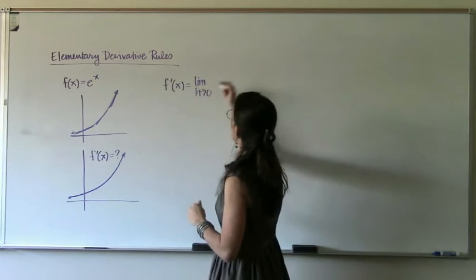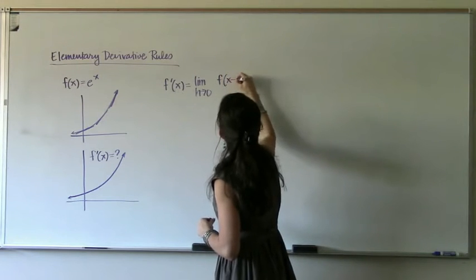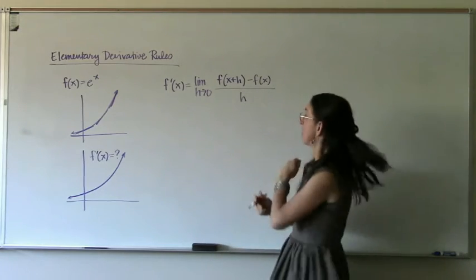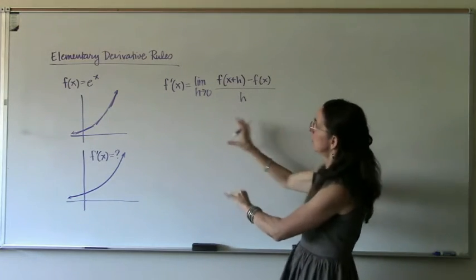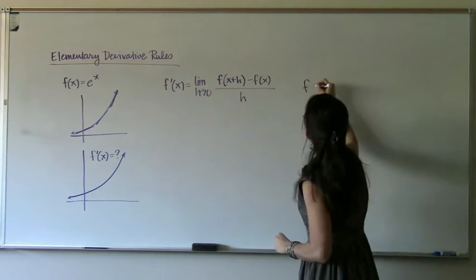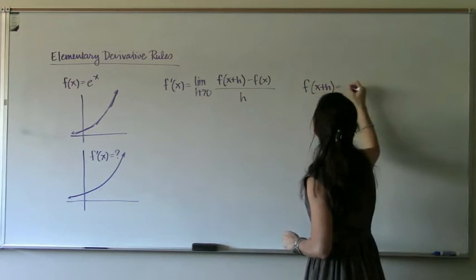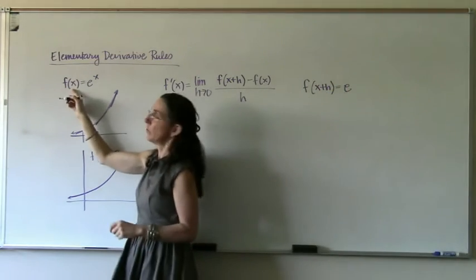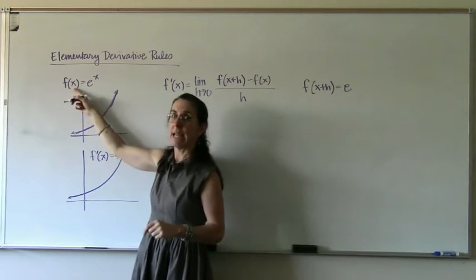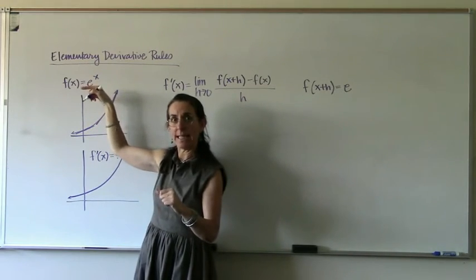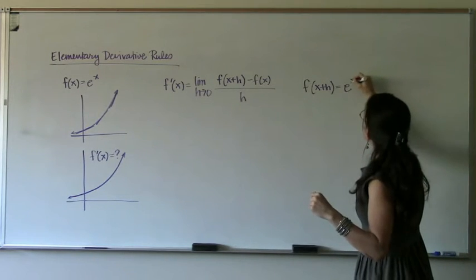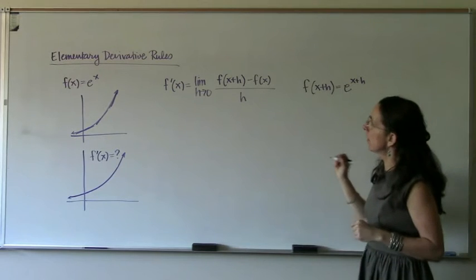The definition of the derivative is the limit, right, is this. So if we try to do this to e to the x, we need f of x plus h. What does f do to its input? It takes its input and uses it as an exponent on e. So f of x plus h is e to the x plus h.